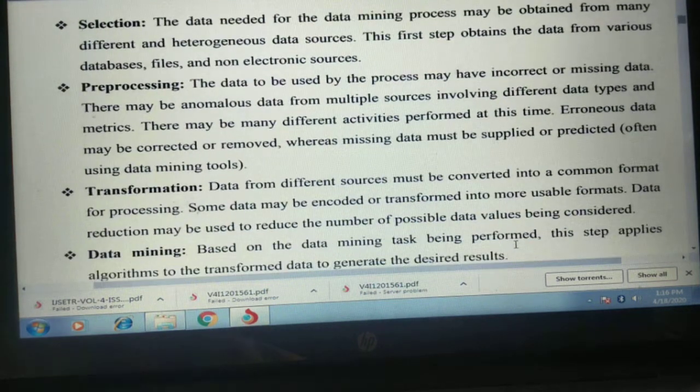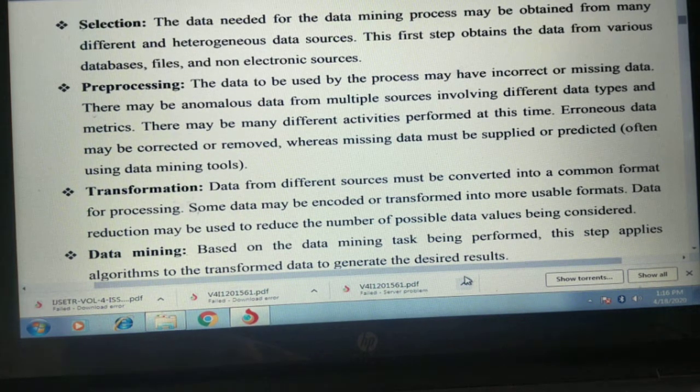First is selection. In this particular step, we are obtaining the data from heterogeneous sources for the KDD process. We are obtaining the data from various data files, databases, and non-electronic sources.